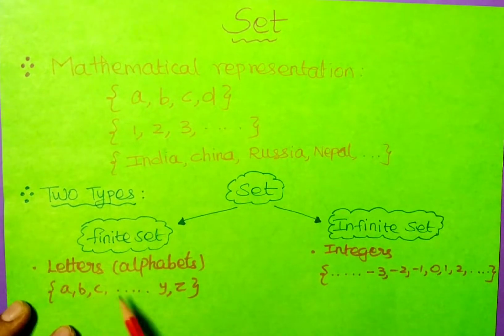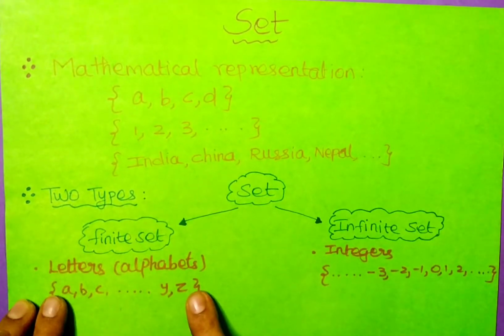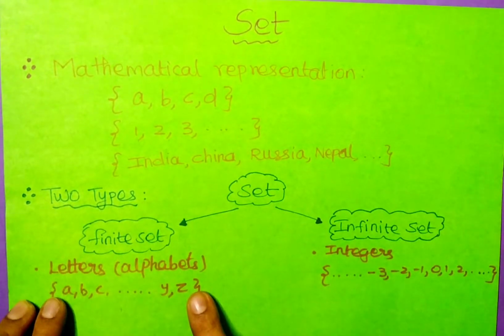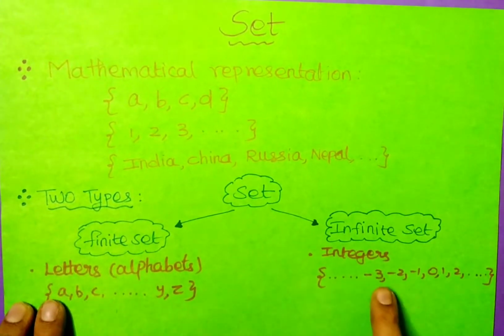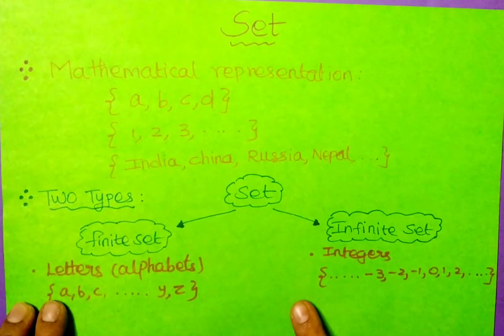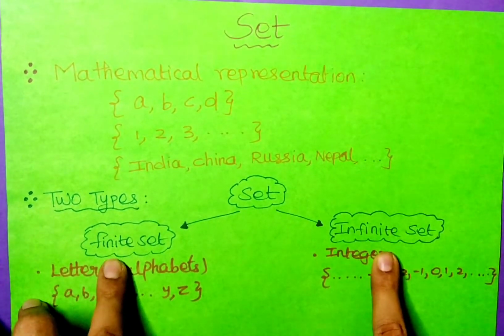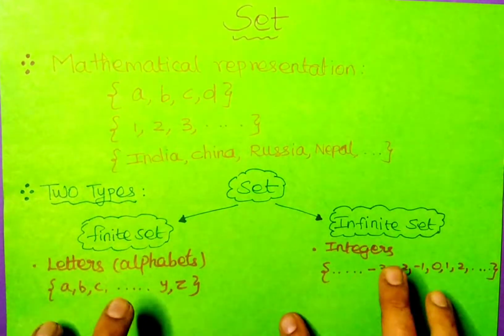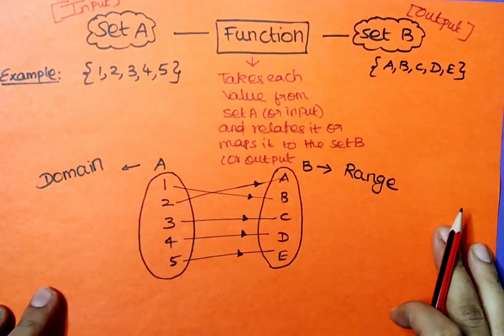Finite means you have a finite number of terms, like the letters of the English alphabet or the number of students in a classroom. Those are finite sets, isn't it? And infinite sets are like the set of all real numbers or the set of all integers, where we have minus infinity to plus infinity. So this is just to brush up this concept. As we involve sets in the function, you should be aware of that topic also.